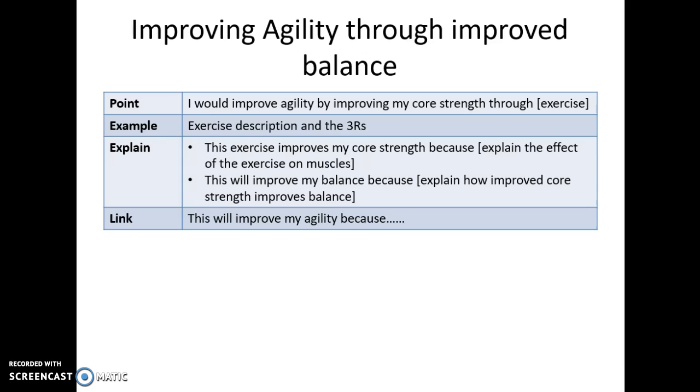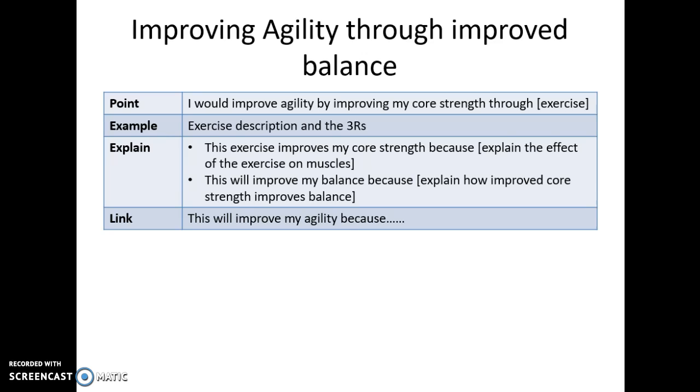Then we go on to our explain, and there are 2 parts to an explain when we get on to anatomy. The first thing I'm going to explain is how that exercise actually improved my core strength. Holding that position, resisting against gravity, has put strain on the muscles in my abdominals, because they are resisting against force. I make minute tears in those muscle fibers, especially because I'm holding that position for so long. Then when I rest, those minute tears in my muscle fibers repair thicker and stronger than before. So I've explained the effect on my core strength.